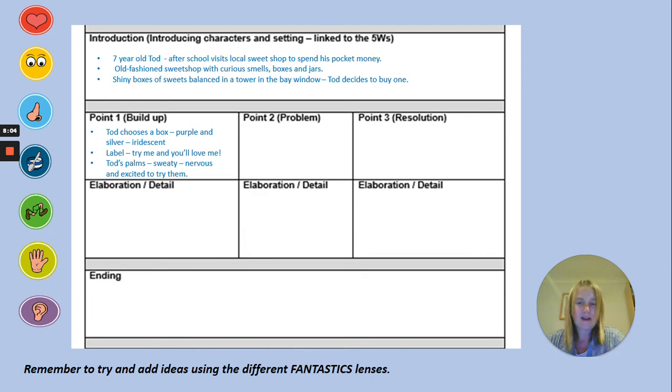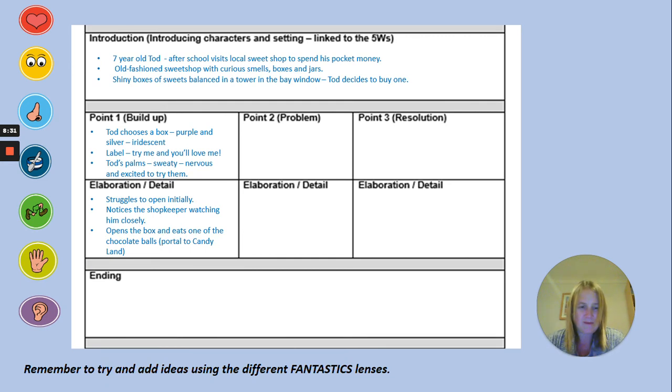His reactions, and I guess this comes with touch and his feelings. He's a bit nervous and excited because it's inviting him to try them. So his palms are sweaty, and that implies how he's feeling without actually telling the reader. So that's the main points. And then my detail, he struggles to open it, and I think that builds suspense for the reader.